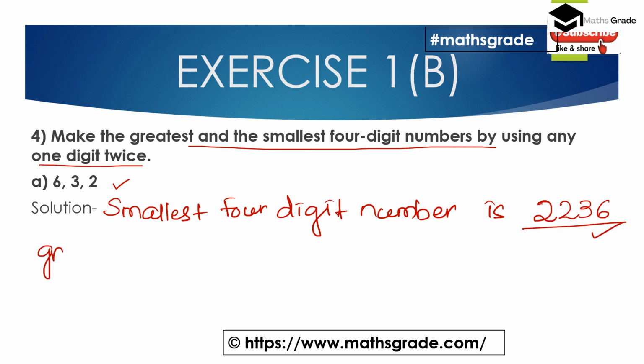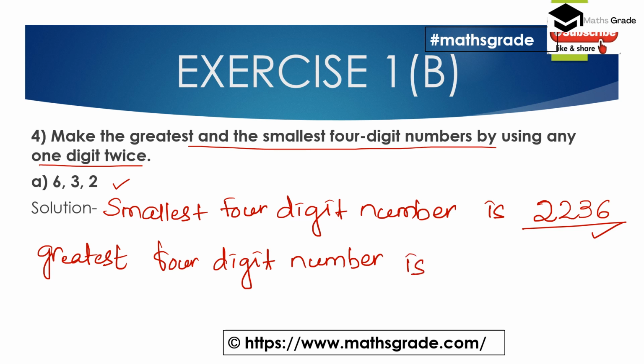Then the greatest four digit number will be: the greatest digit is 6. We have to use one digit two times. So if we use the digit 6 two times, then it will be 6, 6, then 3, then 2, that is 6632. The smallest four digit number is 2236 and the greatest 4 digit number is 6632.